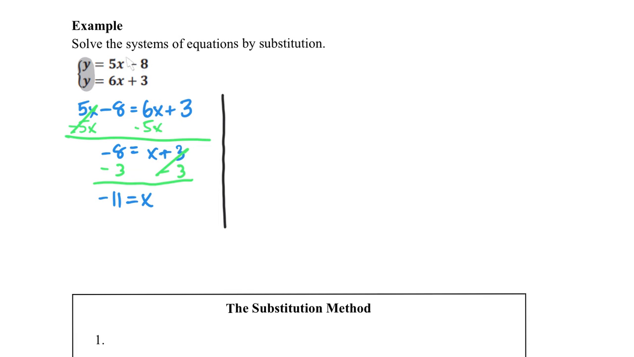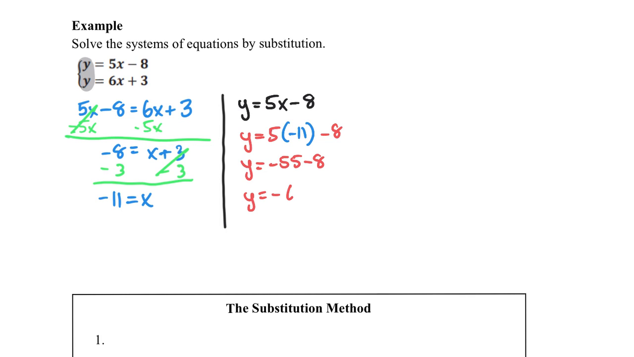So going back to your originals, if you had to do any work on these, you wouldn't use the ones that you manipulated. Always go back to the original set of equations. I'm going to use the top equation, y equals 5x minus 8. And now that I know what x is, I'm going to plug in that negative 11 for x. And so I get negative 55 minus 8, which is negative 63.